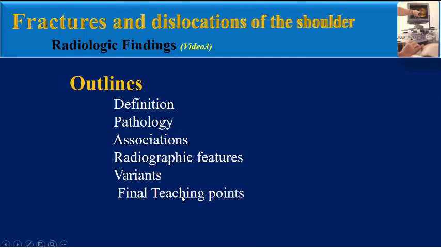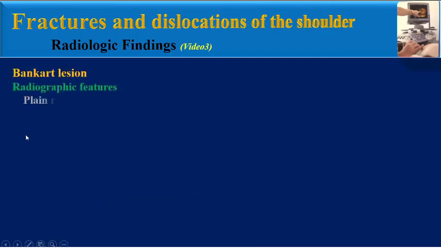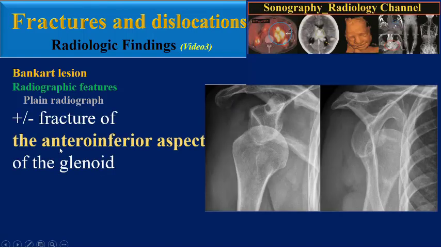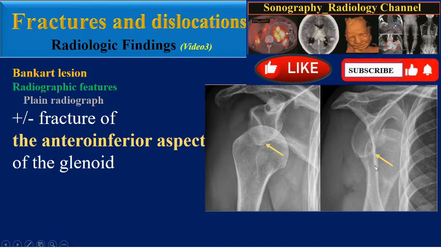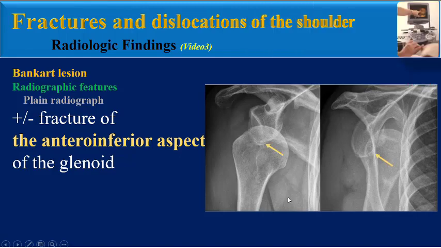What are the radiographic features of Bankart lesion? The first one, in plain radiograph. In plain radiograph, it may be seen or not a fracture of the anteroinferior aspect of the glenoid. Of course, if our lesion is a bony Bankart lesion. In soft Bankart lesion, of course, plain radiograph is normal.